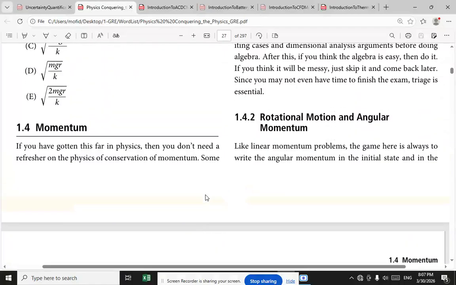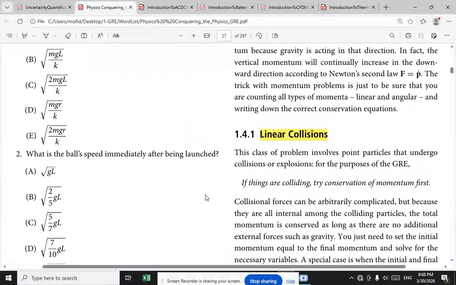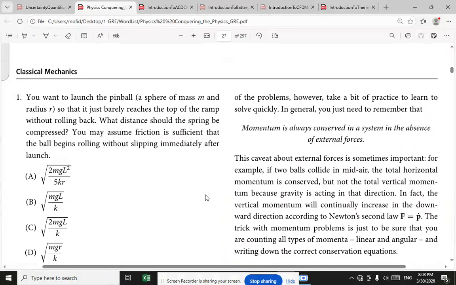So I want to go through section 1.4, on momentum. If you have gotten this far in physics, then you don't need to refresh on the physics of conservation of momentum. Some of the problems, however, take a bit of practice to learn to solve quickly.